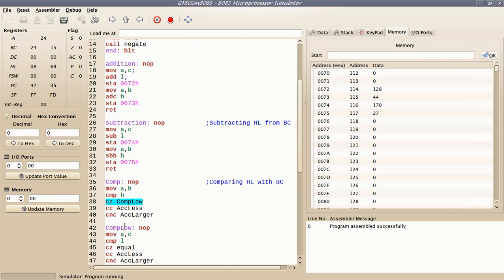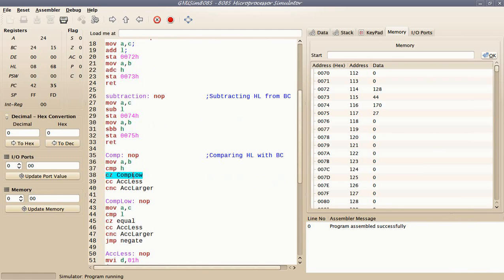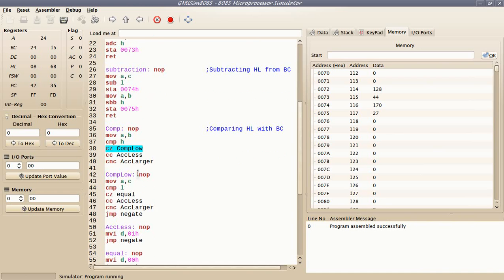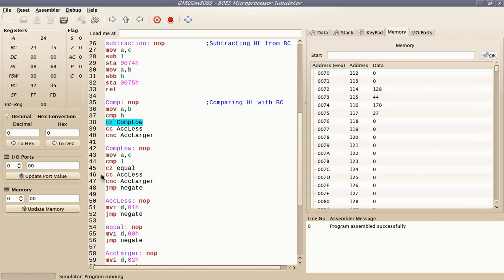Now if the higher byte of the first number is greater than the second one, then the first number will be larger than the second one. If the higher bytes of both numbers are equal, then I will compare their lower bytes. If the lower bytes also compare to be equal, then both numbers are equal. But if the lower byte of the first number is less than the lower byte of the second number, then the first number is less than the second one. If the lower byte of the first number is greater than the second number's lower byte, then the first number will be larger than the second number.